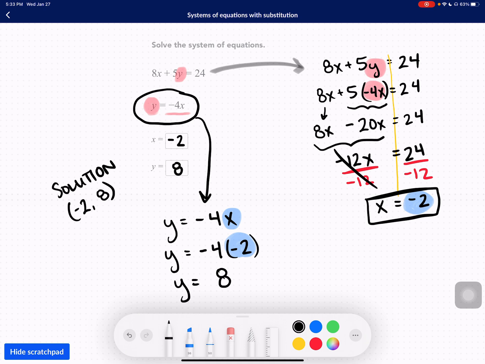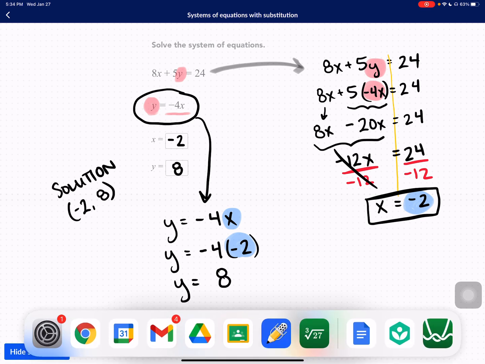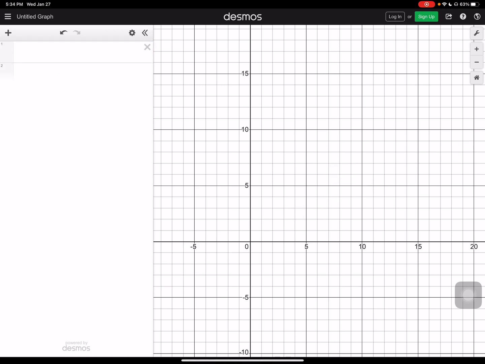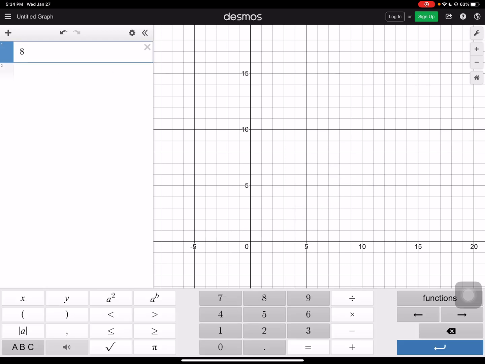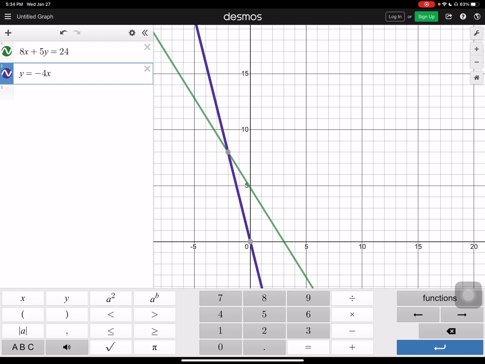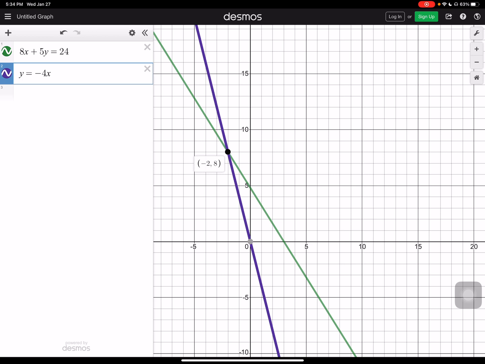So we have 8x plus 5y equals 24. I always write these on another piece of paper so that I don't have to click back and forth because I don't remember the entire equation. So you guys should always have a scratch paper or something to use. So the first one was 8x plus 5y equals 24. And then we also had y equals negative 4x.